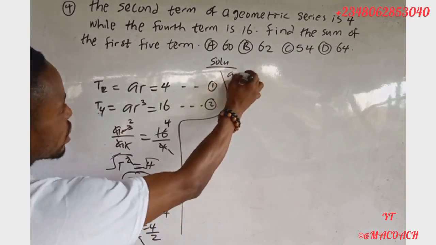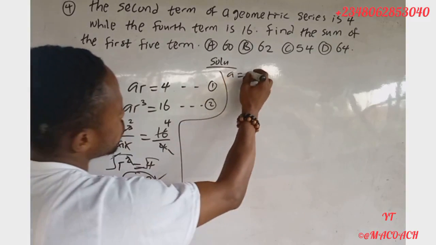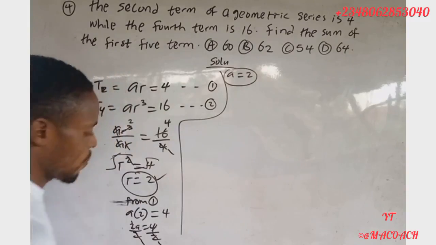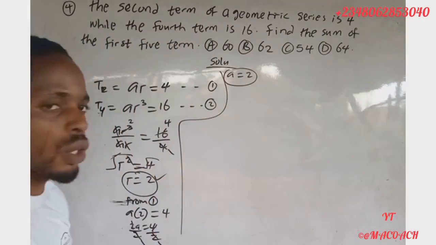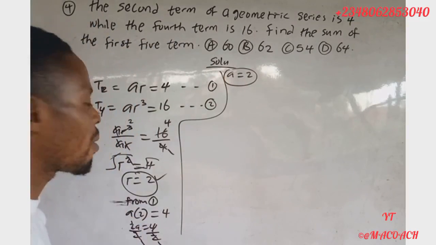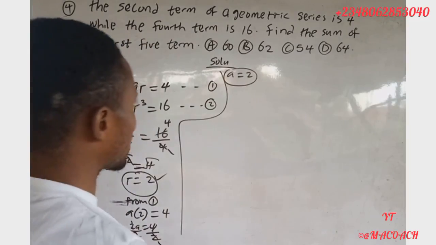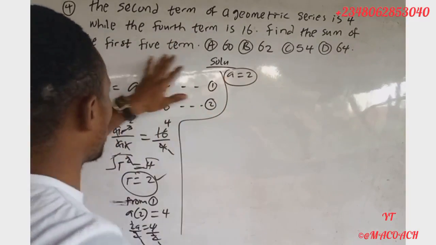Our A is equal to, we have 2 here. 2 in 4, we have 2. So our A is equal to 2. Our R is equal to 2. So we have gotten the value of our first term and the value of our common ratio. And the question said find the sum of the first 5 terms.